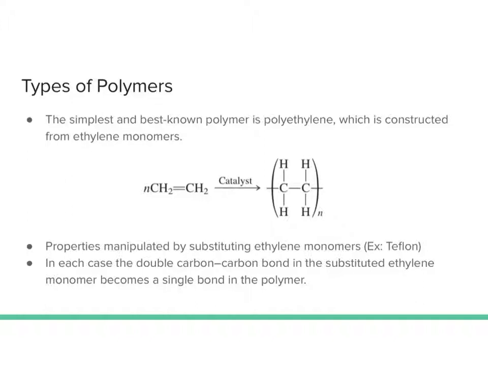Types of polymers. The simplest and best known polymer is polyethylene, which is constructed from ethylene monomers. Properties of polyethylene can be manipulated by substituting ethylene monomers. For example, Teflon, in which these hydrogens would be replaced with fluorine.